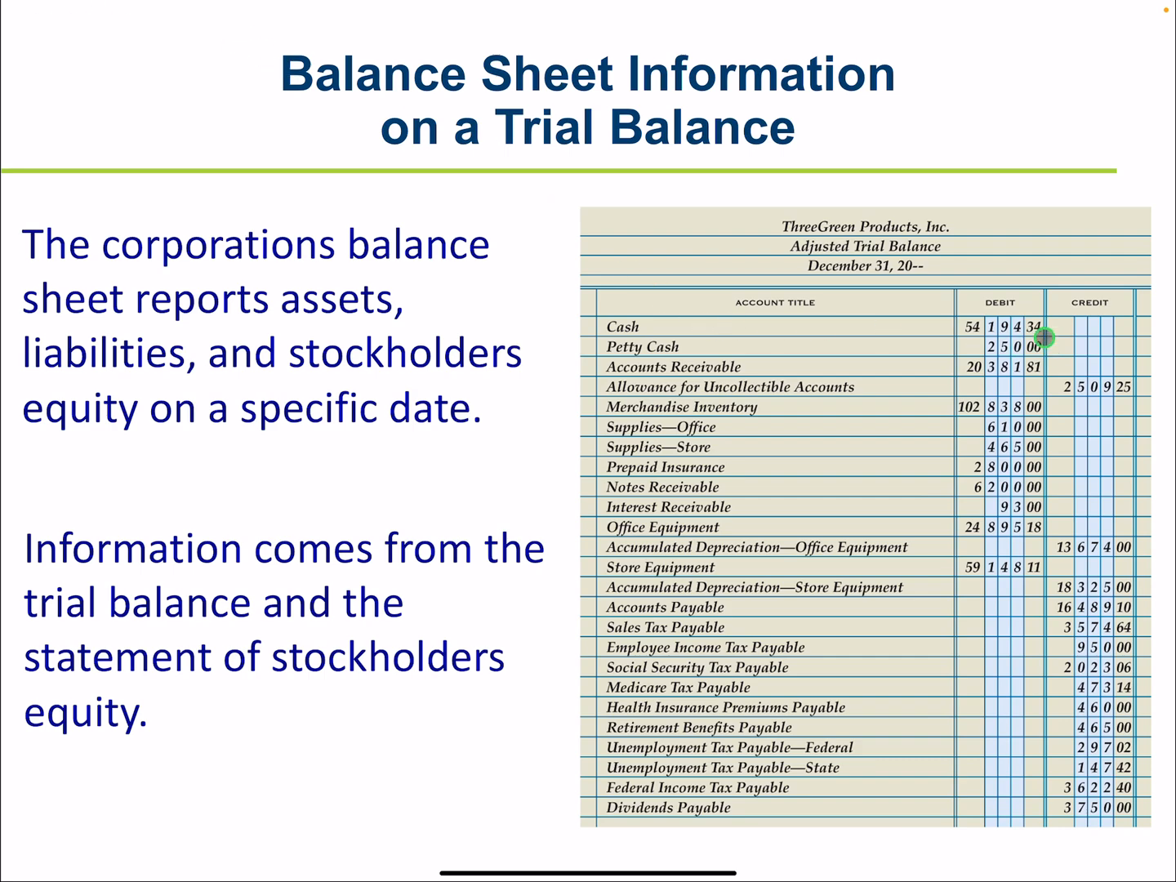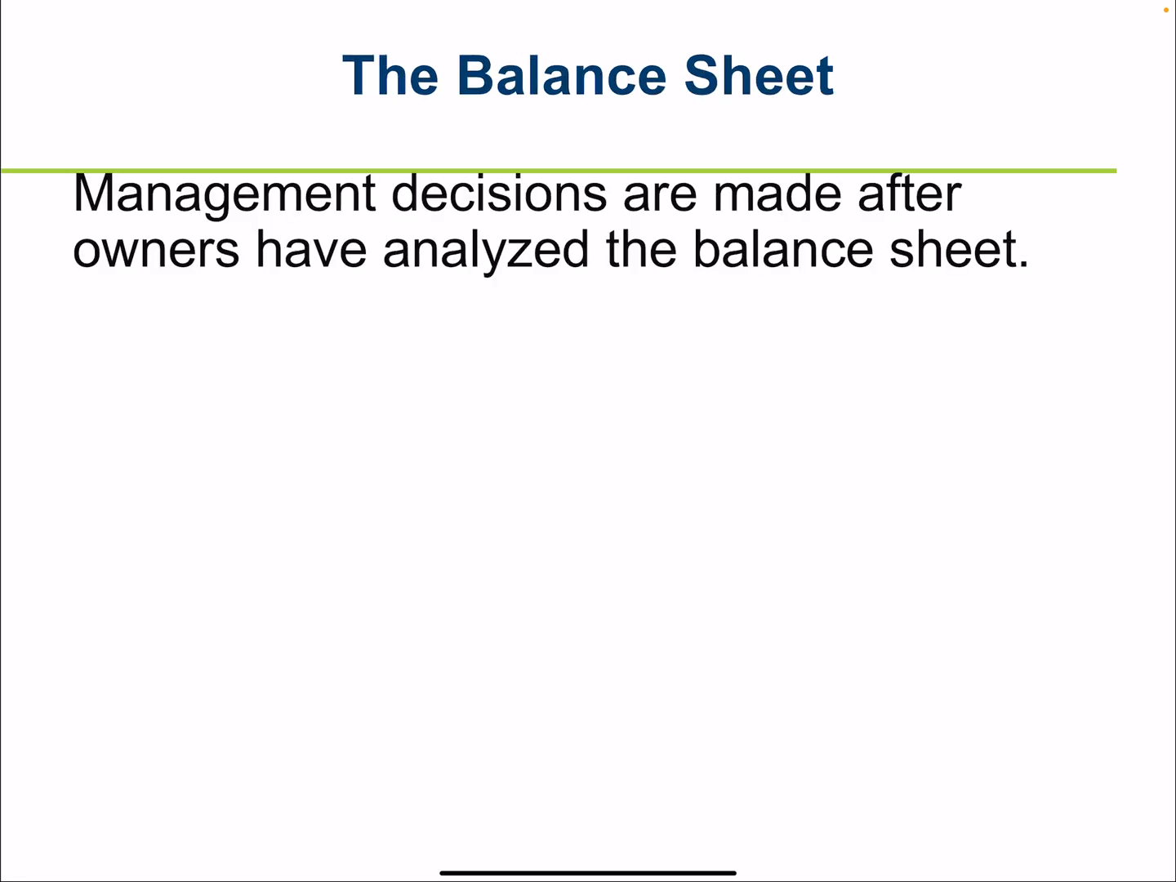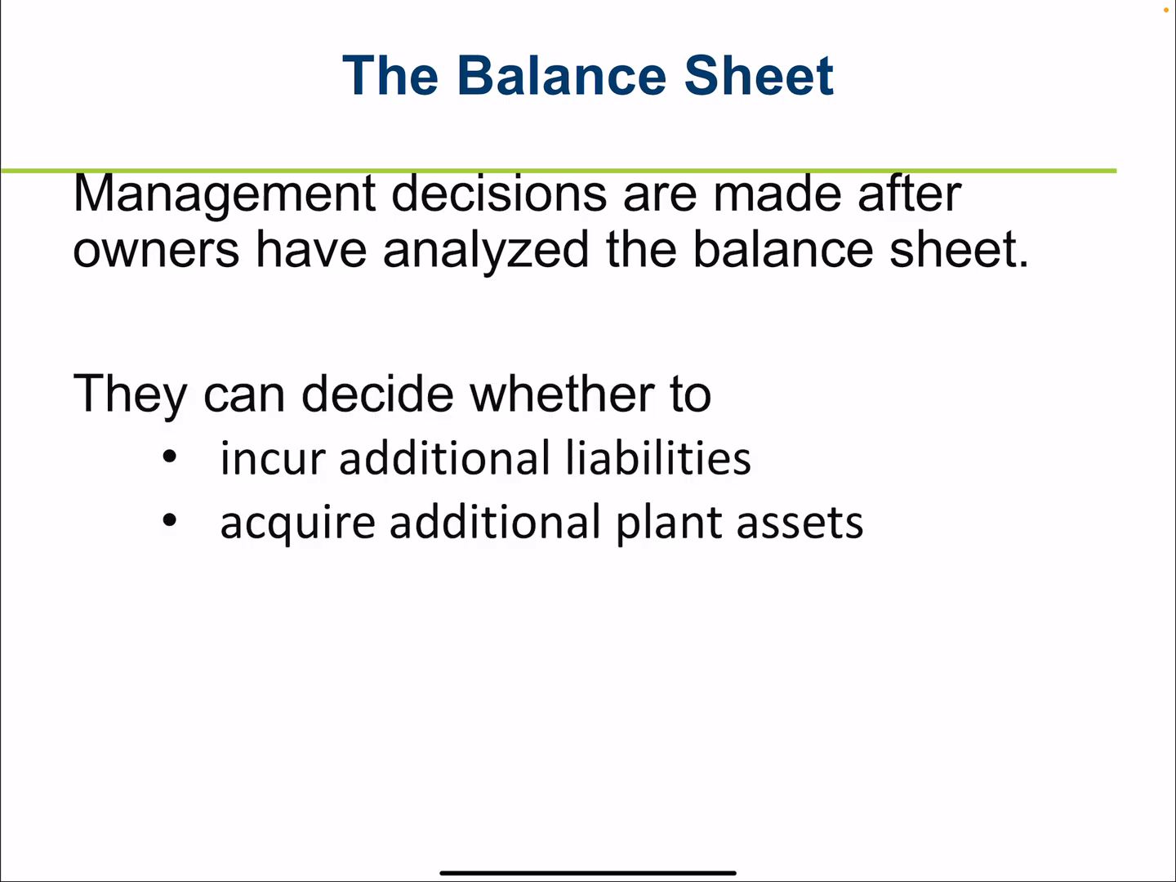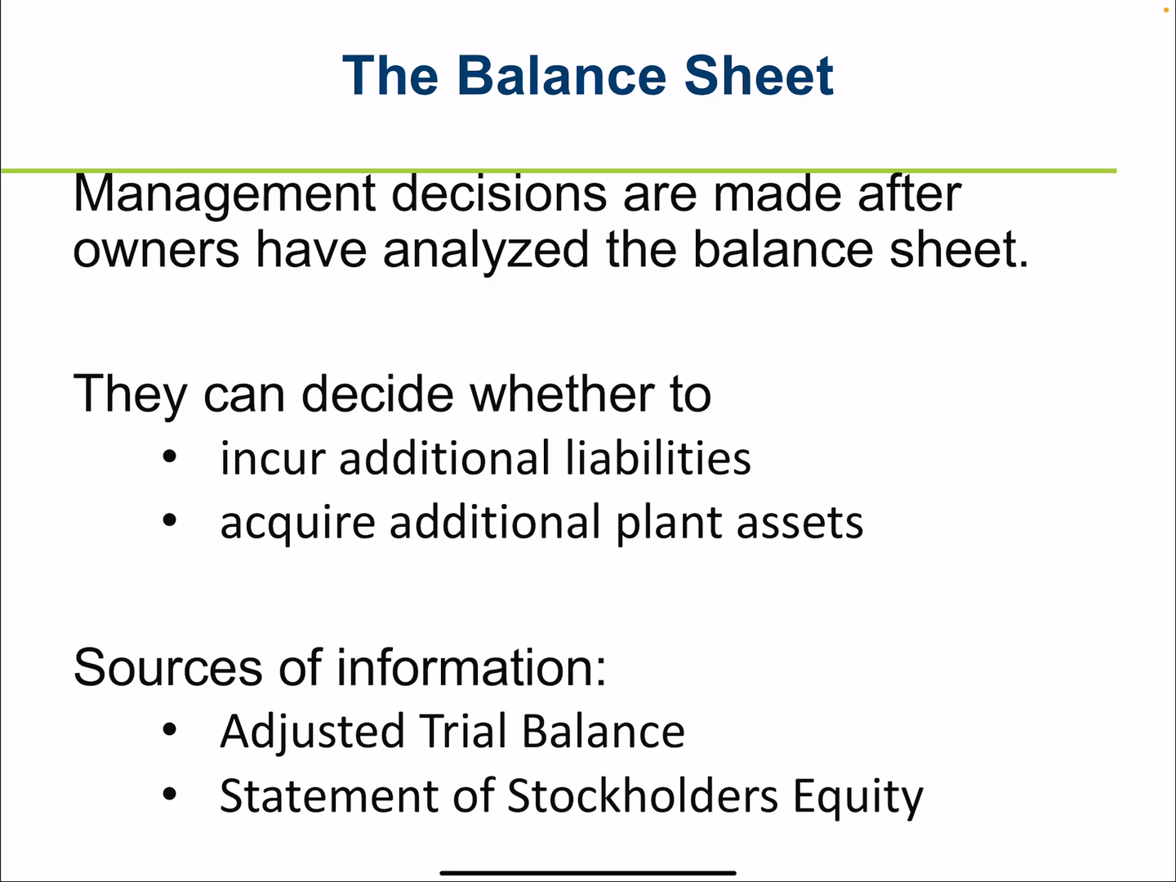We will use a lot of the information from here, and then we're going to take a number from our stockholders' equity that we just prepared last section. Management decisions are made after owners have analyzed the balance sheet. They can decide whether they're going to incur additional liabilities or acquire additional plant assets. And again, the sources of information are the adjusted trial balance and the statement of stockholders' equity. So we'll take a look at the balance sheet.